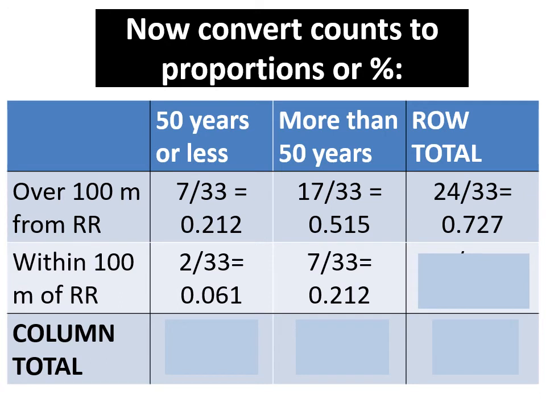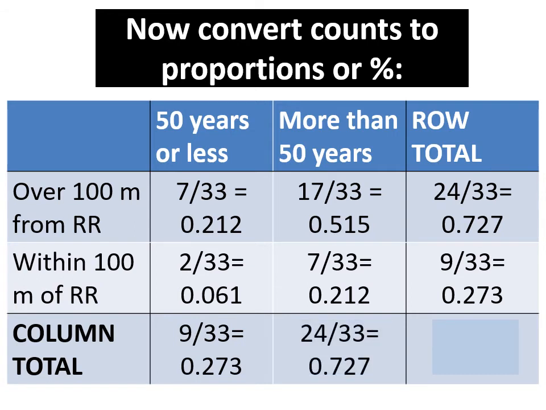We also do this with the row totals. So we had 24 that were over 100 meters from the railroad, so 0.727, or almost 73%. And then we had 9 that were within 100 meters of the railroad, so 0.273, or just a little over 27%. So almost 3/4 of the houses are more than 100 meters from the railroad, and a little bit over 1/4 are within 100 meters. We repeat this then for the columns.